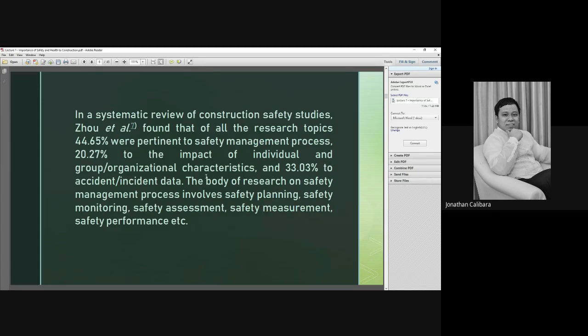The body of research on the safety management process involves safety planning. This is what management will discuss. Safety planning. Planning means before doing things, you have to plan. Monitoring. After planning, activities happen on the site, so we are going to monitor what the activities are here, and whether there is risk while doing that. Safety assessment. If they are doing that activity, what are the possibilities along the way that it could go wrong. Safety measurement.